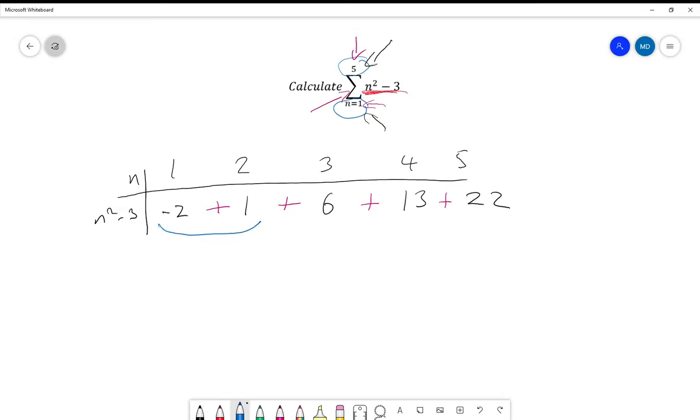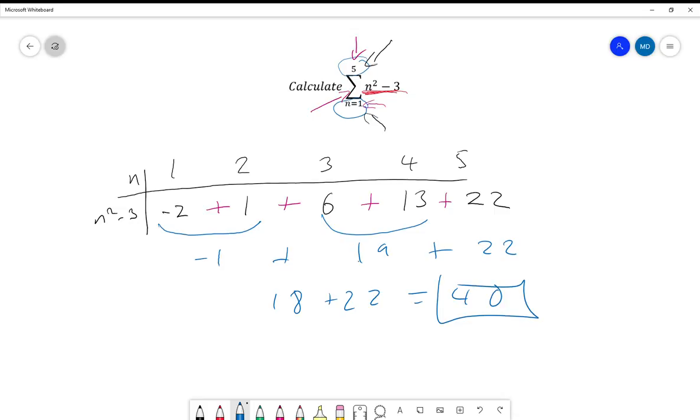Negative 2 plus 1 is negative 1. 16 plus 13 is 19. And we've still got 22 added on. So we've got 18 plus 22, which is equal to 40. And so calculating this, when it says calculate the sum, and this is how we will say this, calculate the sum from n equals 1 to 5 of n squared minus 3, well, the answer is it's 40. But your method is write it out as though it's a sequence and then add them up.